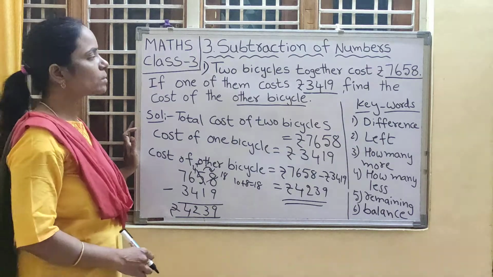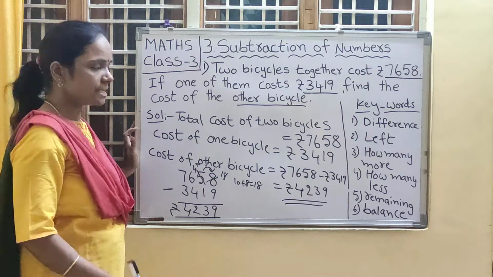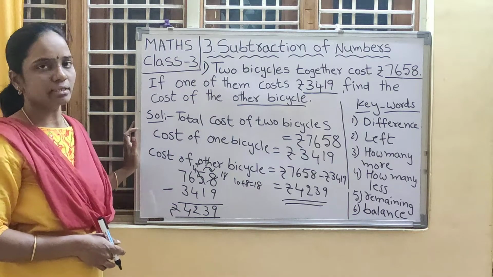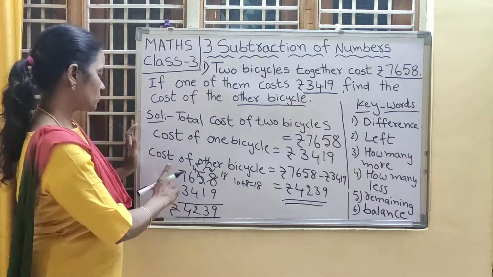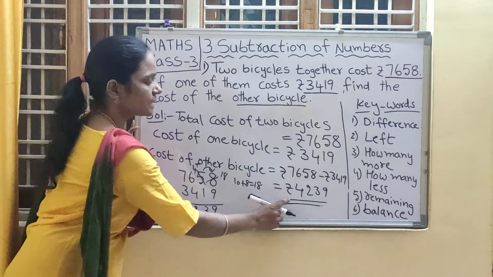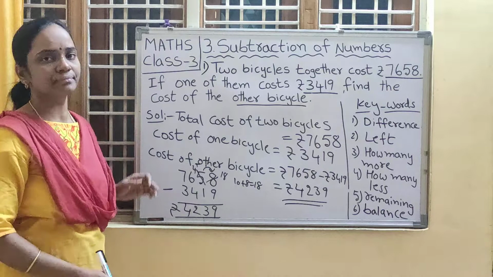Understand the word problem first. Understand the operation, then write down your own statements and take the operation. Okay children, have you understood? So the cost of the other bicycle, how much? 4,239 rupees. Note it down, children.